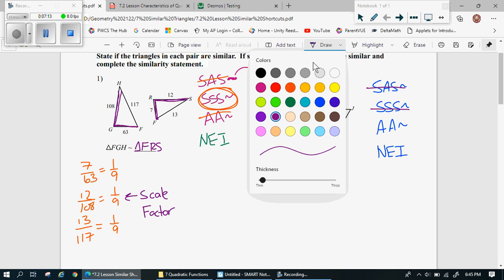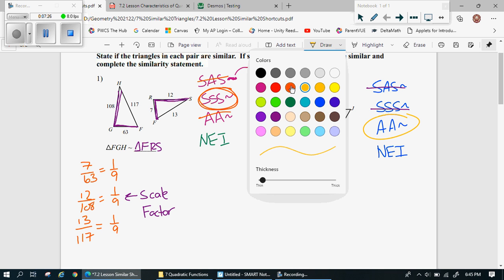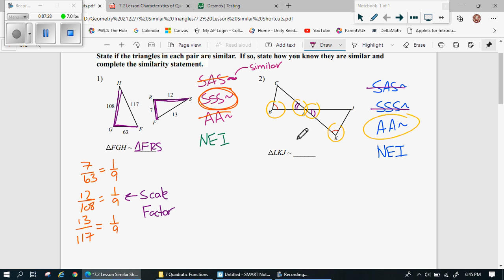So I have B and K, they're congruent. L in both triangles are congruent. I have 2 pairs of congruent angles. That means I have the angle, angle similarity. And so I can finish this statement.